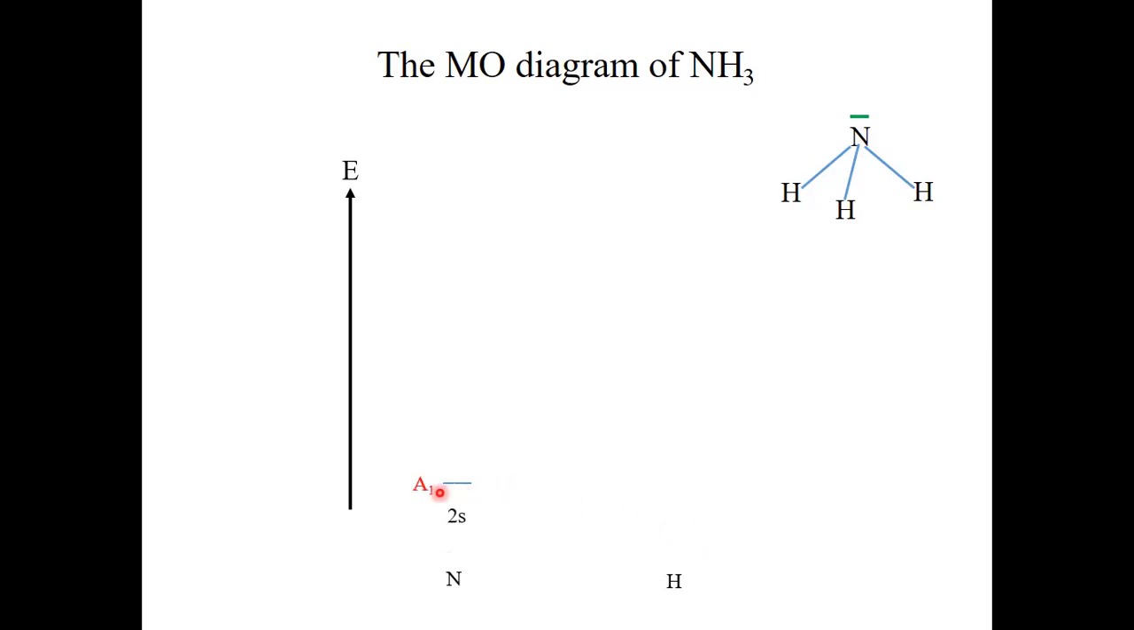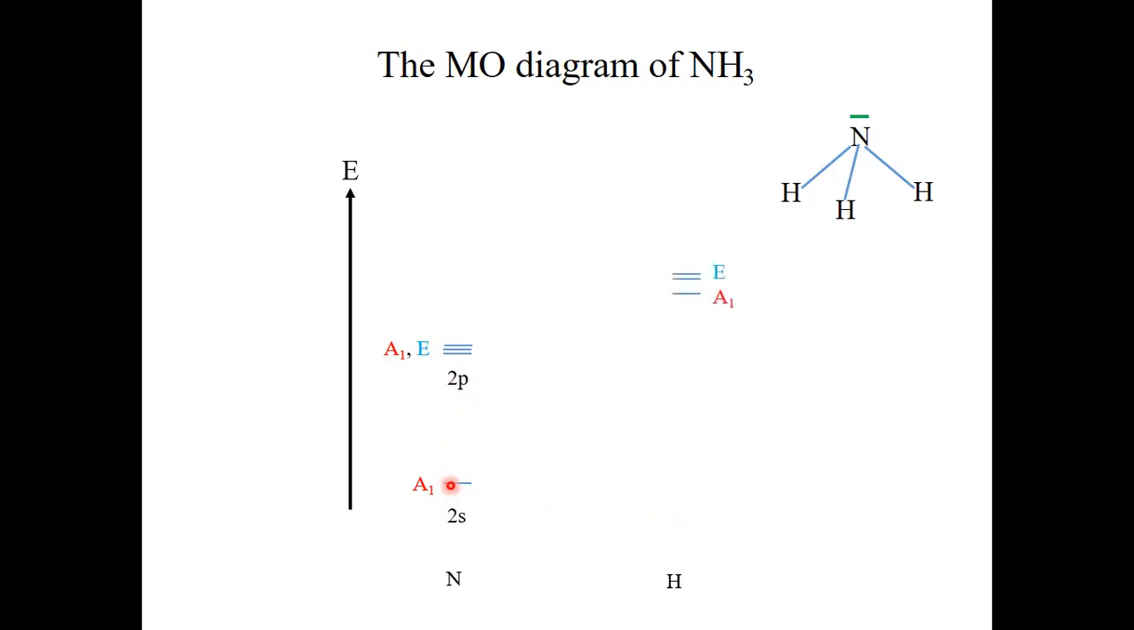So the nitrogen has the 2s orbital, which has the symmetry type A1. In addition, it has the 2p orbitals that have the symmetry types A1 and E respectively. We know that the 2p orbitals have a higher energy than the 2s orbitals, so we must write them accordingly into the molecular orbital diagram.